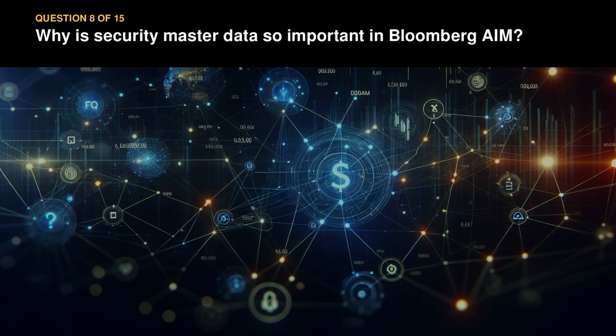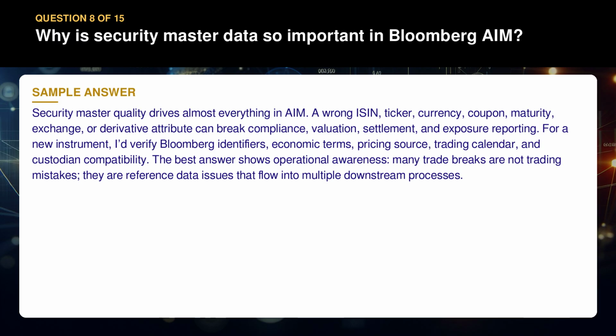Question 8. Why is security master data so important in Bloomberg AIM? Security master quality drives almost everything in AIM. A wrong ISIN, ticker, currency, coupon, maturity, exchange, or derivative attribute can break compliance, valuation, settlement, and exposure reporting. For a new instrument, I'd verify Bloomberg identifiers, economic terms, pricing source, trading calendar, and custodian compatibility.